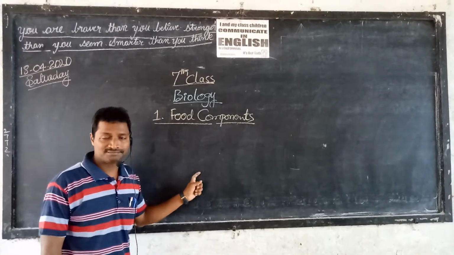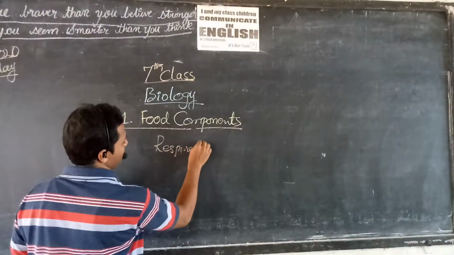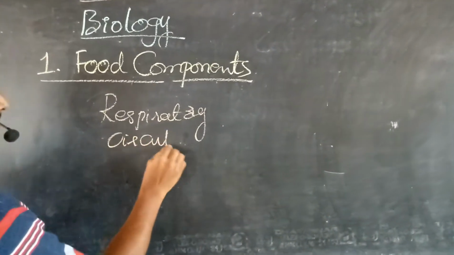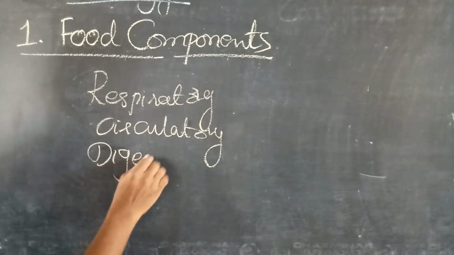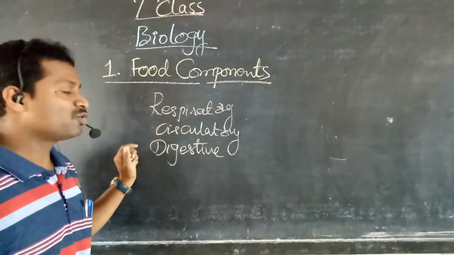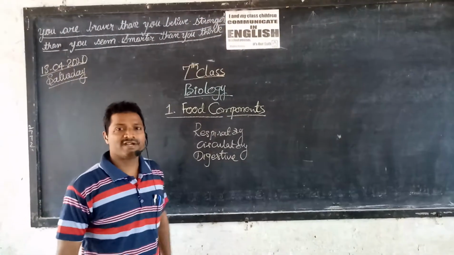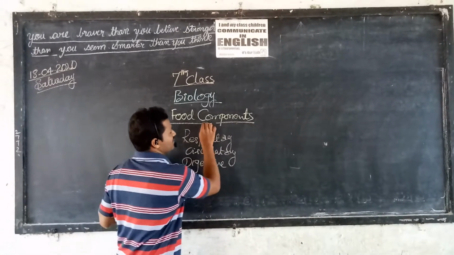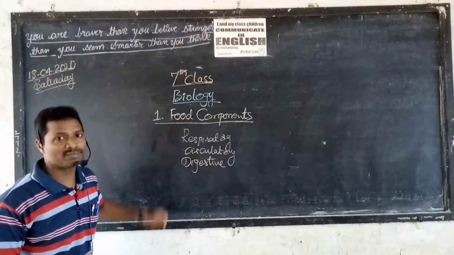Yes, respiratory system, and circulatory system, and digestive system. Like this, different systems are working. So to work all these systems, we need energy. Okay, daily you are eating different kinds of food items. In these food items, what components are present? What are the different components present in the food? That is our main lesson in this topic.